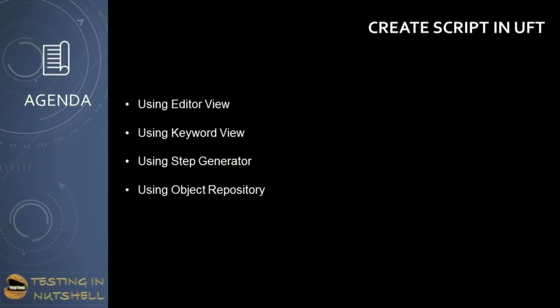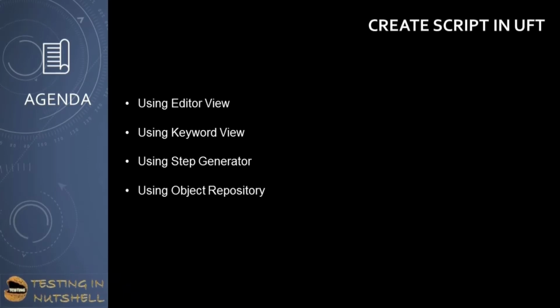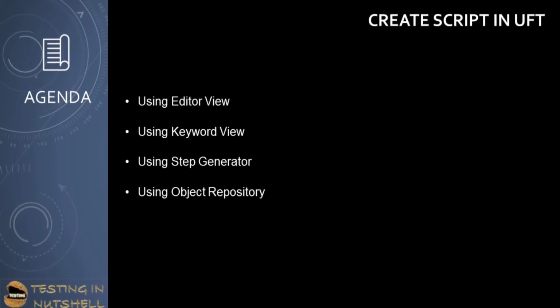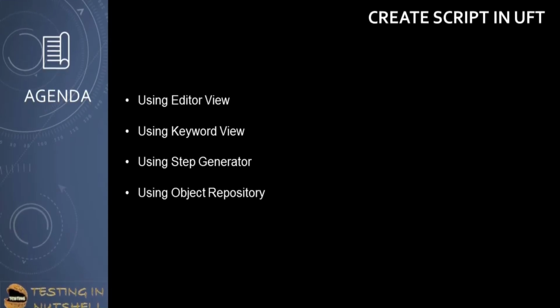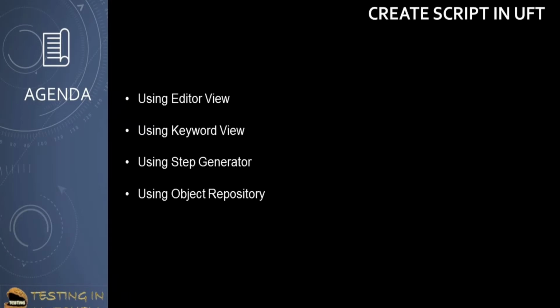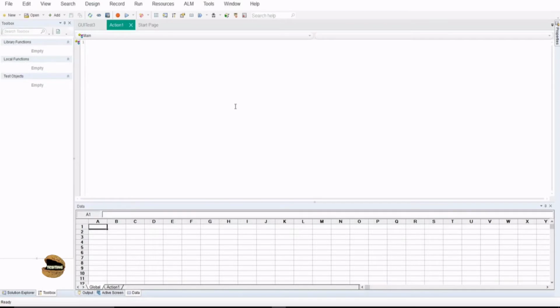As a part of this tutorial, we will be understanding how to create scripts in UFT without recording. Using editor view, using keyword view, using step generator, and using object repository are different ways by which you can populate your script without even having knowledge of VB script. Now let's understand how that could be really helpful for someone getting started with automation and becoming an automation tester.